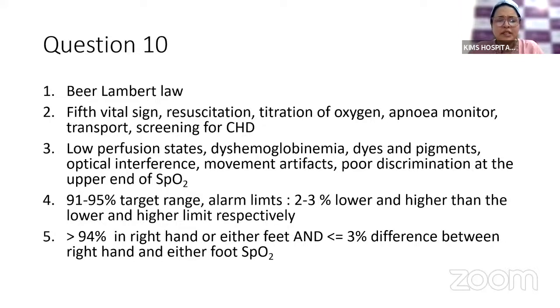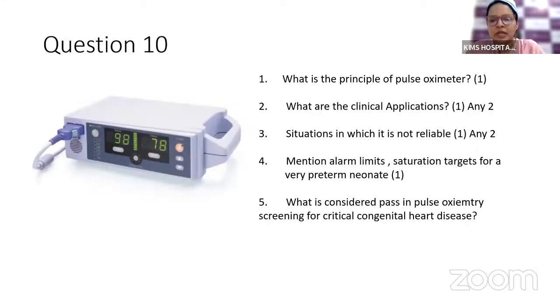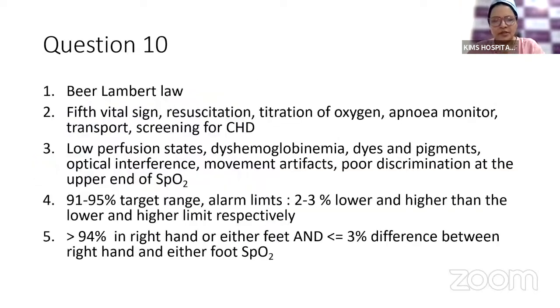Usually the target range is 91 to 95%. The alarm limits include 2 to 3% lower and 2 to 3% higher from the alarm limit respectively. And in pulse oximetry screening, which is being propagated more and more for critical congenital heart diseases, a saturation of more than 94% in the right hand and a difference between pre-post rectal saturations of less than 3% is taken as a pass in pulse oximetry screening.